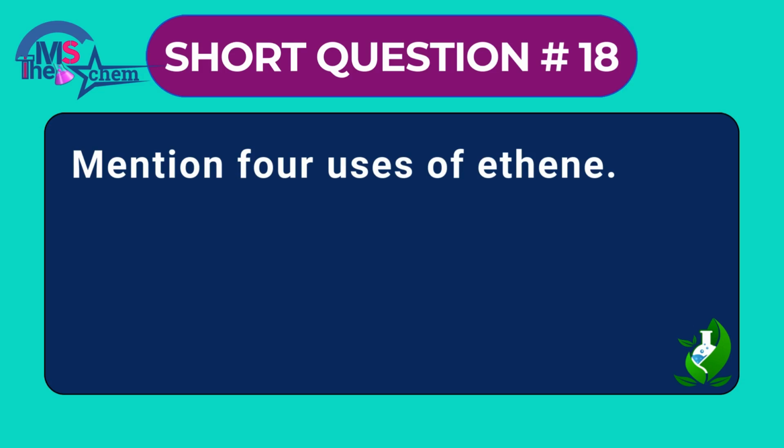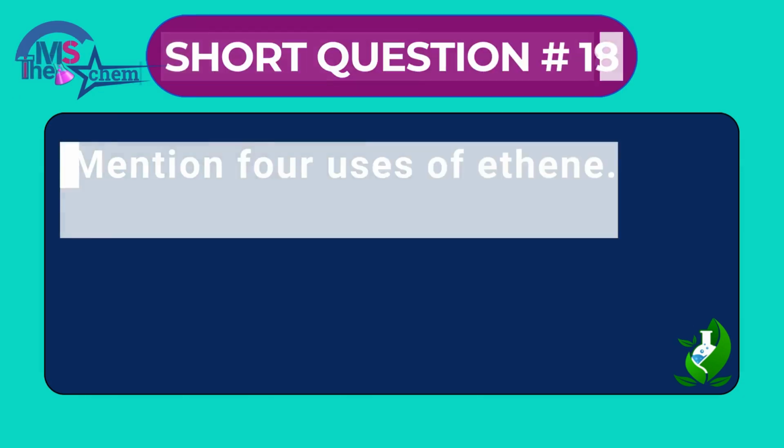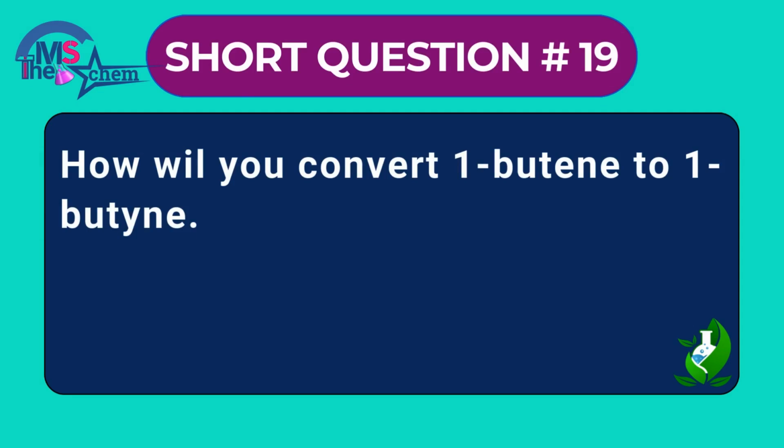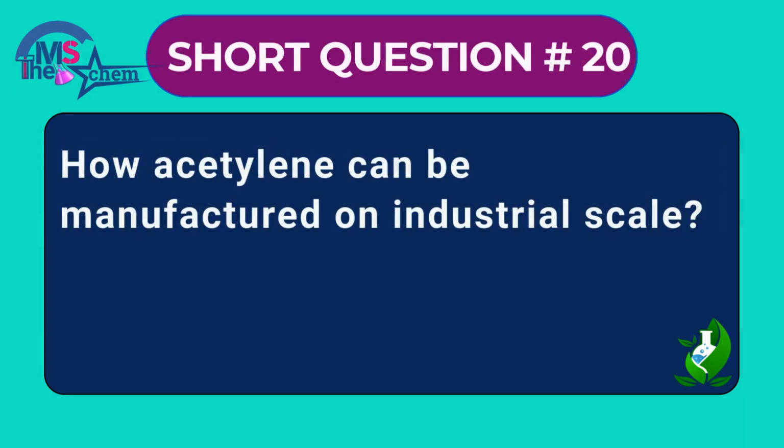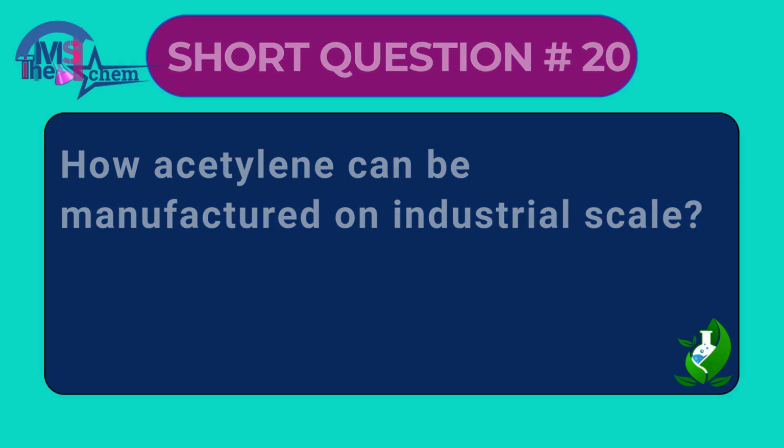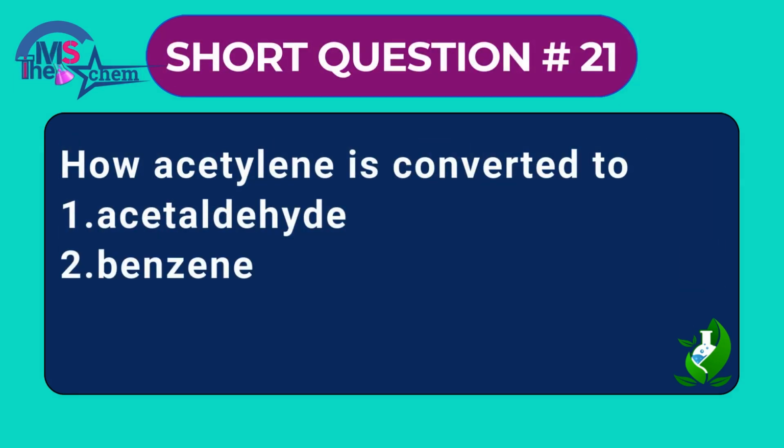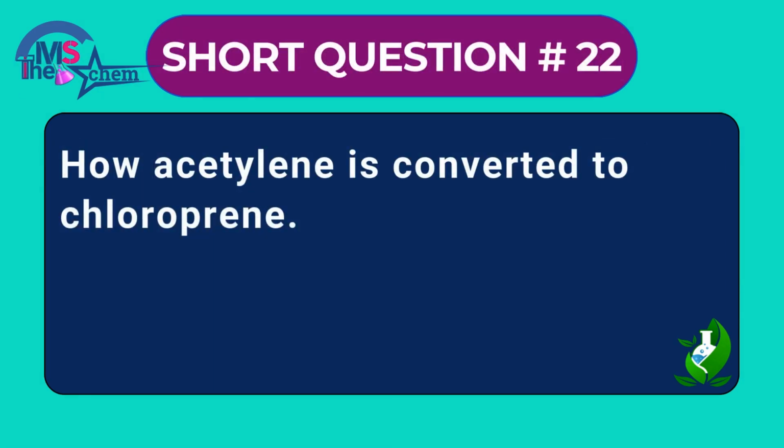Question 18: mention 4 uses of ethene. And question 19: how would you convert 1-butene to 1-butane? And question 20 is: how acetylene can be manufactured on an industrial scale. Question 21: how acetylene is converted to acetaldehyde and benzene. And question 22: how acetylene is converted to chloroprene rubber.